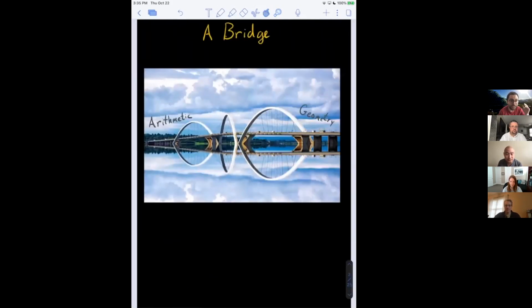And someone is saying that they don't have a favorite shape. Hopefully you'll have some favorite shapes by the end of this talk.